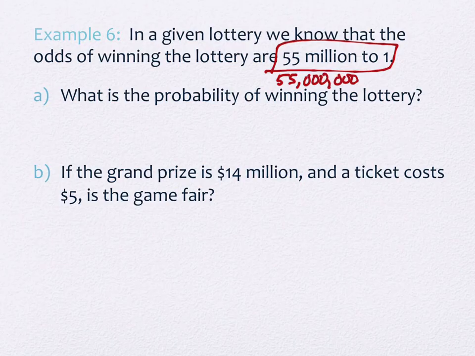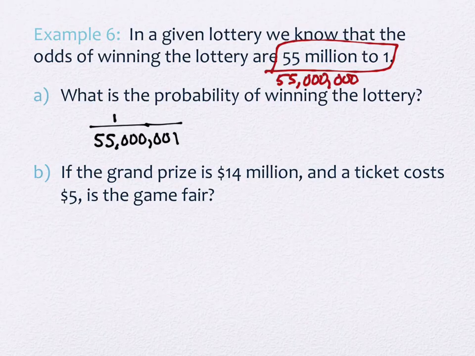So the probability then is the person who wins compared to anything happening. So if there's 55 million people that lose and there's one person that wins, how many people total is that taking into consideration? 55 million and 1. So the probability has 55 million and 1 as its denominator. So 1 winner on top, 55 million and 1 people total on bottom. Does that make sense? Okay.